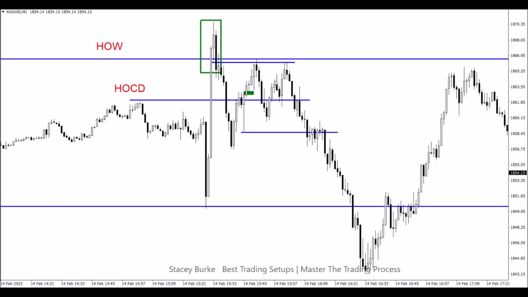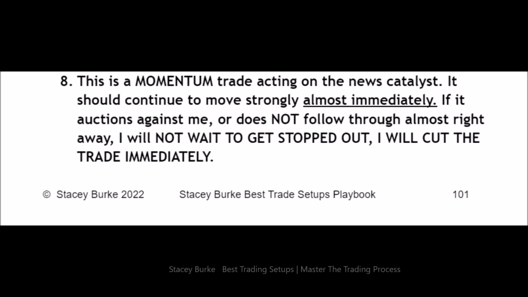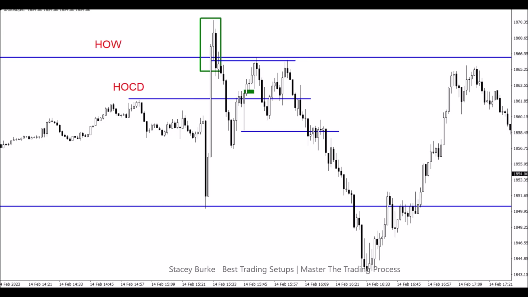This is really important because I've talked about the importance of timing. So now we've been in this trade almost 15 minutes when the new hour opens. Now remember what I said. This trade should follow through almost immediately. If it auctions against me or does not follow through almost right away, I will not wait to get stopped out. I will cut the trade immediately.